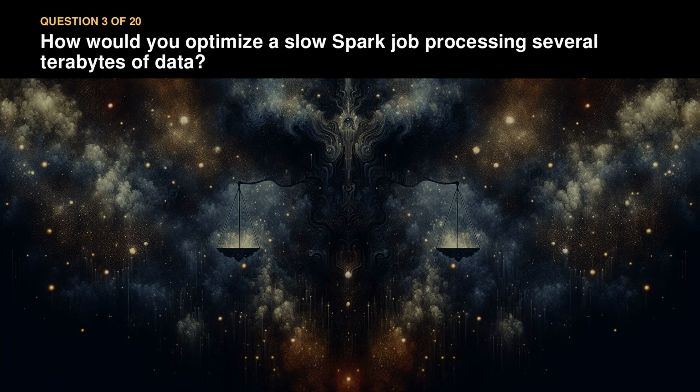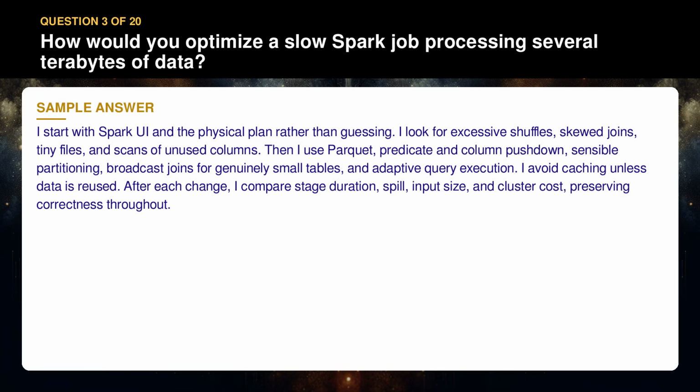Question 3. How would you optimize a slow Spark job processing several terabytes of data? I start with Spark UI and the physical plan rather than guessing. I look for excessive shuffles, skewed joins, tiny files, and scans of unused columns. Then I use Parquet, predicate and column pushdown, sensible partitioning, broadcast joins for genuinely small tables, and adaptive query execution. I avoid caching unless data is reused. After each change, I compare stage duration, spill, input size, and cluster cost, preserving correctness throughout.